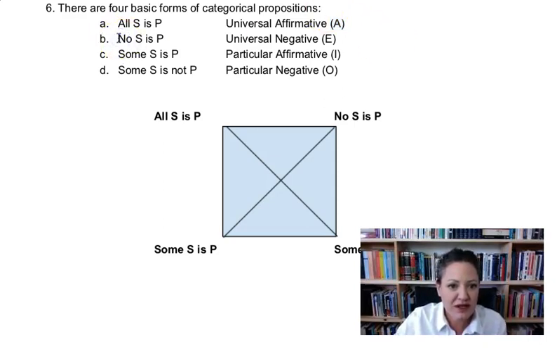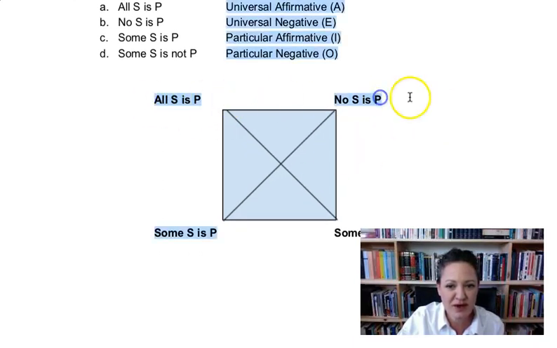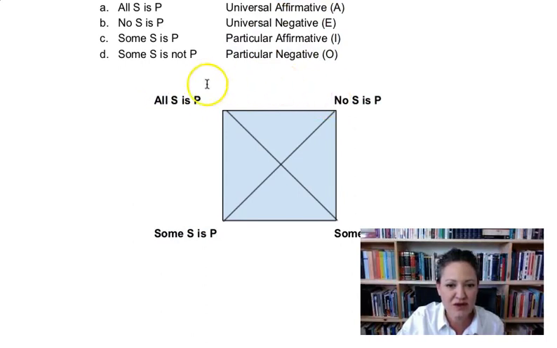Next we have no S is P. No S is P goes here on the square. No apples are red. No apples is a universal again. It's saying not even one, none. And it's a negative. Now this is going to be a little bit tricky because the negative is not in the copula for the E. This is an E statement. E goes here. No S is P is an E statement. And it's saying no apples are red. There's our example. Now, that's a universal. So notice the universals are up here on the top. All and no are both universals. This one affirms is, this one negates, not.